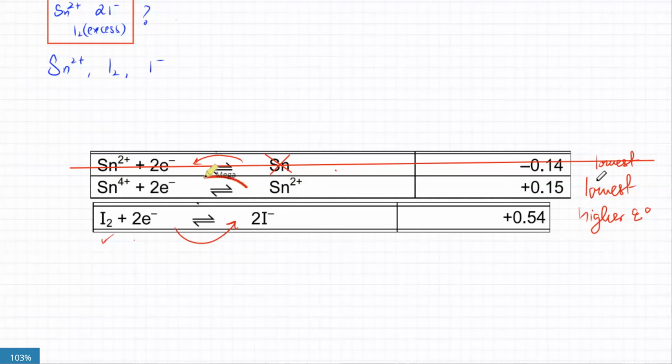And I do have Sn2+. So that's a perfect reaction. So I do have Sn2+ in my beaker. So I'm going to write down the overall reaction now, add up the reactants and the products. In the bottom one, iodine is the reactant. In the top one, the reactant is Sn2+.